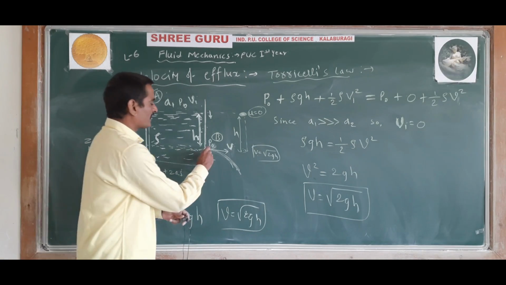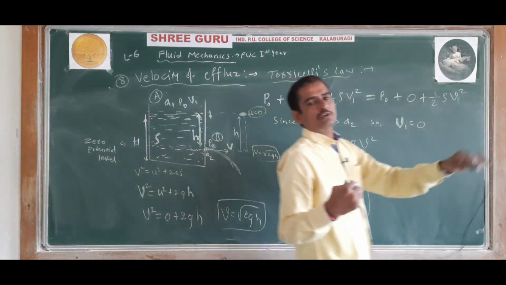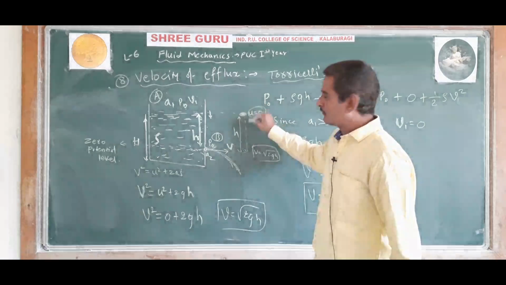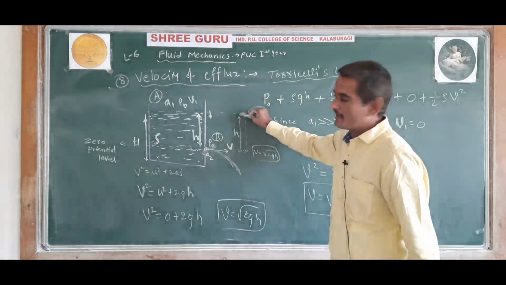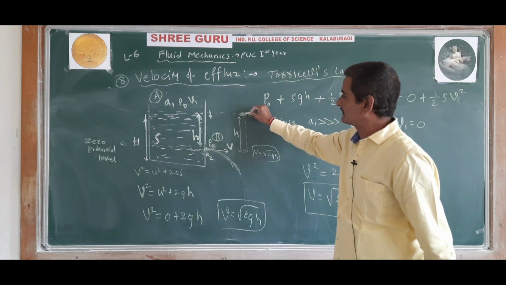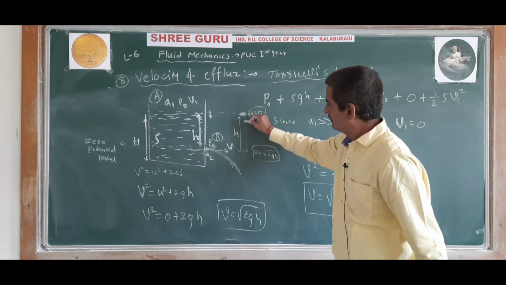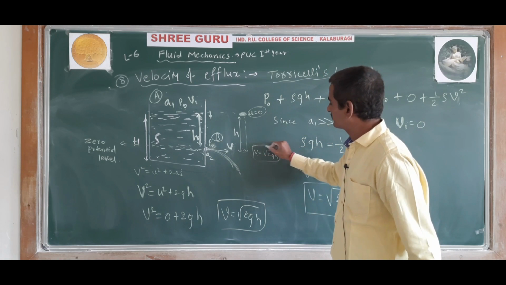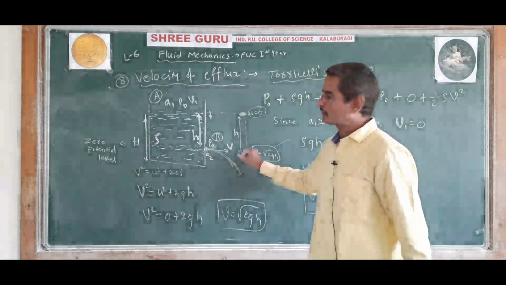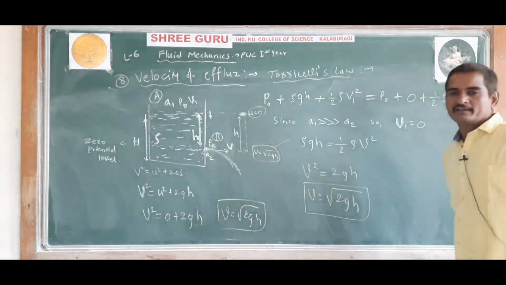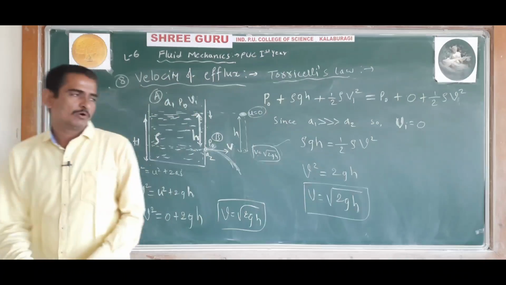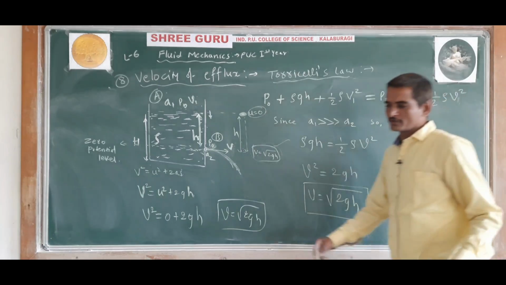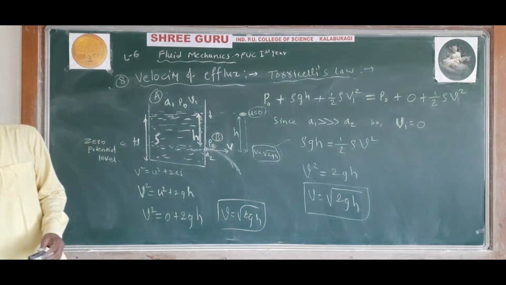Understood? So the velocity with which the liquid comes out of the small orifice is equal to the velocity of an object falling freely from the same height as that of the liquid level. As it falls, at this level the velocity of the object is the same as the velocity of the liquid. So this law is called Torricelli's law. This is also based on Bernoulli's theorem. It is also an application of Bernoulli's theorem. Understood? So these are all some applications of Bernoulli's theorem.